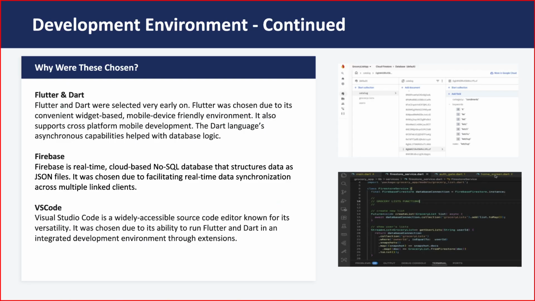Here's why some of these tools were chosen for our development environment. Flutter and Dart were selected simply because they are very friendly for mobile device development. Additionally, Dart has very strong asynchronous support capabilities, which helped with the database logic. We chose Firebase because it is an easy to use and easy to update online database and has features for real-time data synchronization. Finally, VS Code was chosen simply because it is versatile and supports both Flutter and Dart extensions.